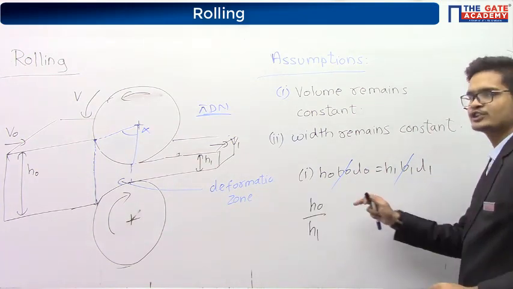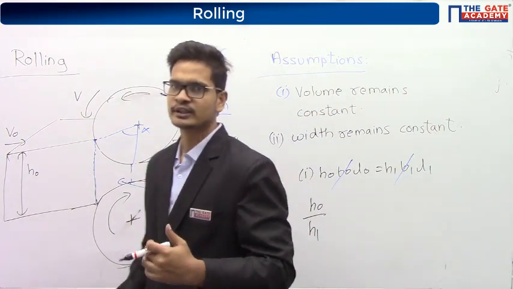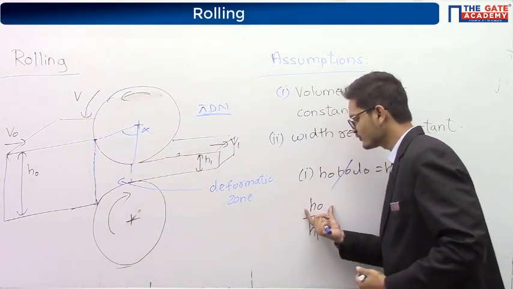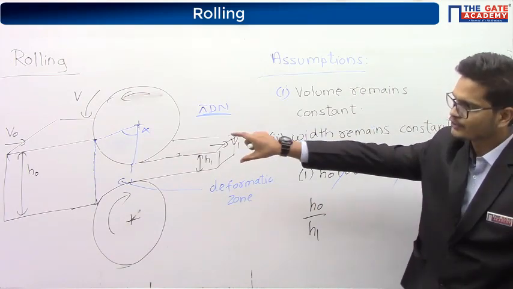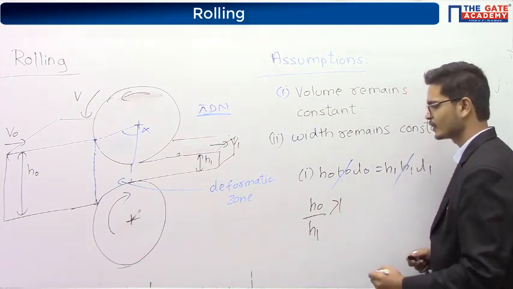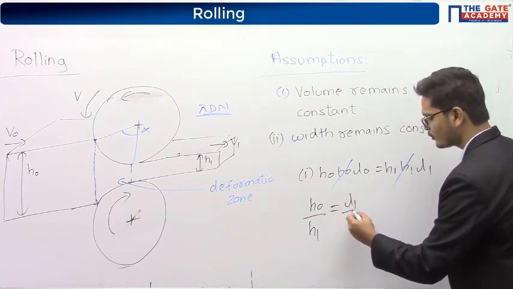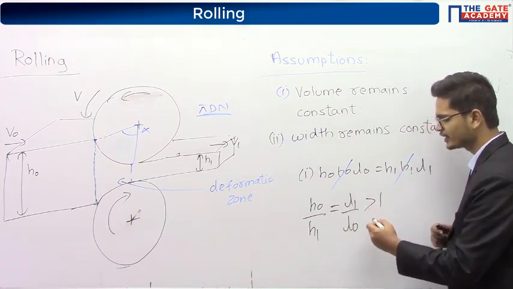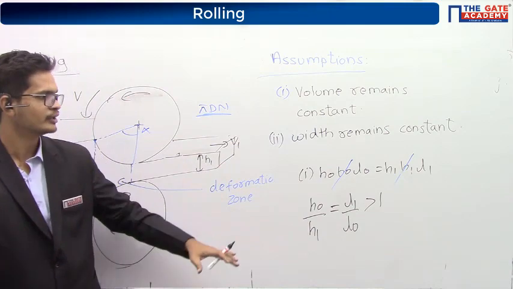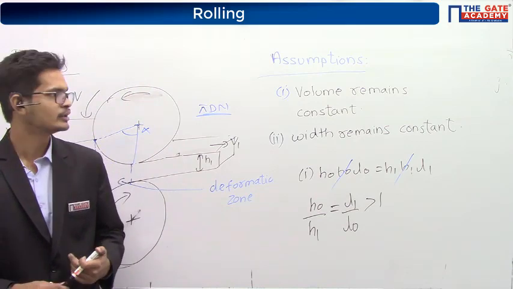Okay. H0 upon H1, is this fraction greater than 1 or less than 1? Yes, it is greater than 1 because it is the fraction of initial thickness upon final thickness. You can see the initial thickness is larger than the final thickness. Therefore, we can say H0 upon H1 is equal to L1 upon L0, and this entire thing will be greater than 1. That is, the final length will be greater than the initial length. We are reducing the thickness, increasing the length.